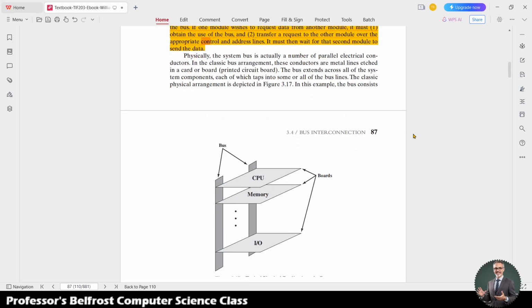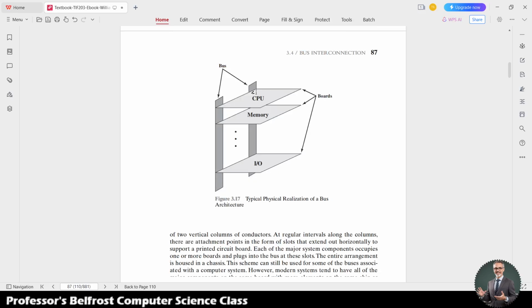Physically, the system bus is a number of parallel electrical conductors. In the classic bus arrangement, the conductors are metal lines etched in a card or board. The board is actually a PCB.